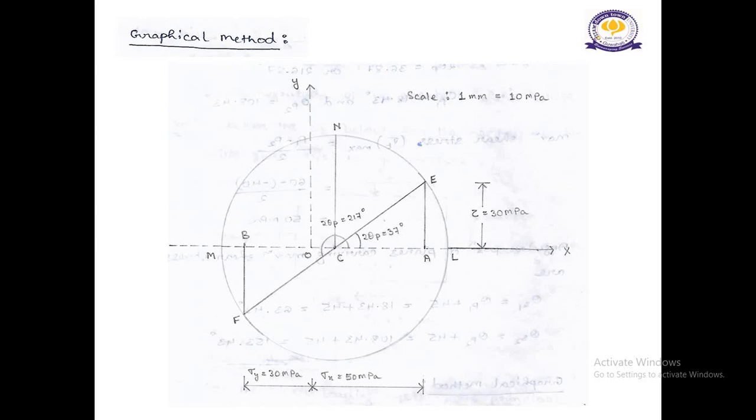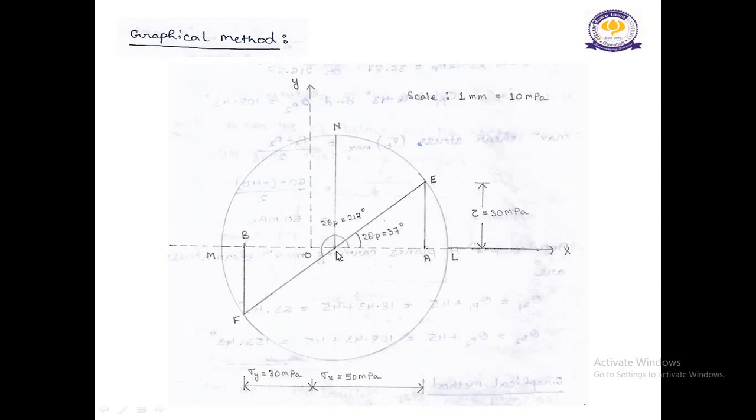The anticlockwise shear stress at sigma x is positive and is taken above the x-axis. The clockwise shear stress at sigma y is negative, and is taken below the x-axis. So now next join EF.